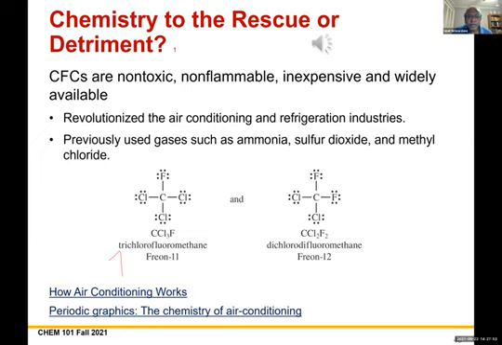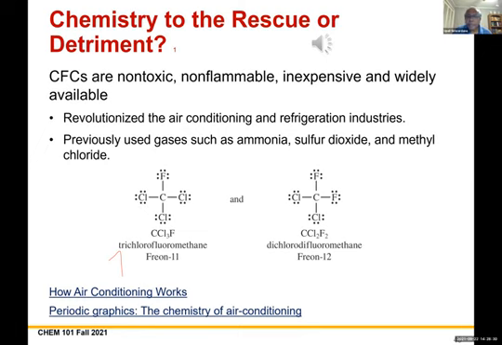The CFC we use in air conditioning coolant is Freon 11. Freon 11 is trichlorofluoromethane: one fluorine and three chlorines in the methane molecule. Also Freon 12 has two chlorines and two fluorines. Freon 11 has three chlorines and one fluorine.